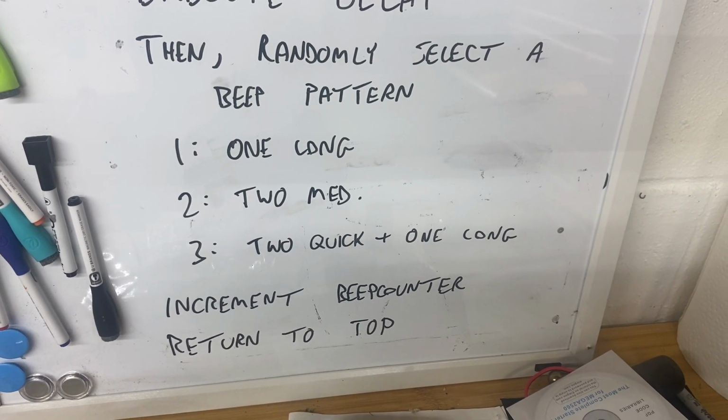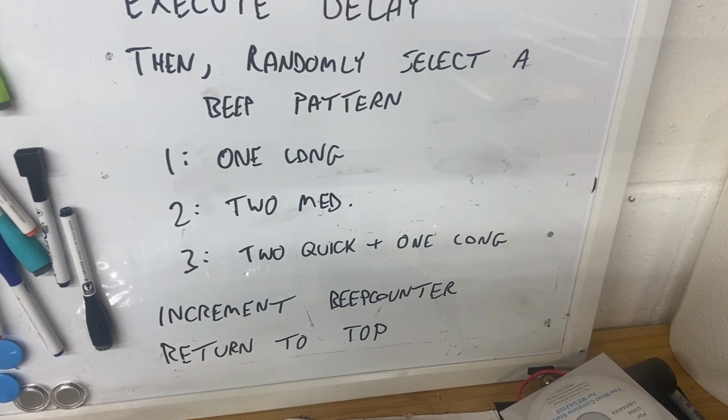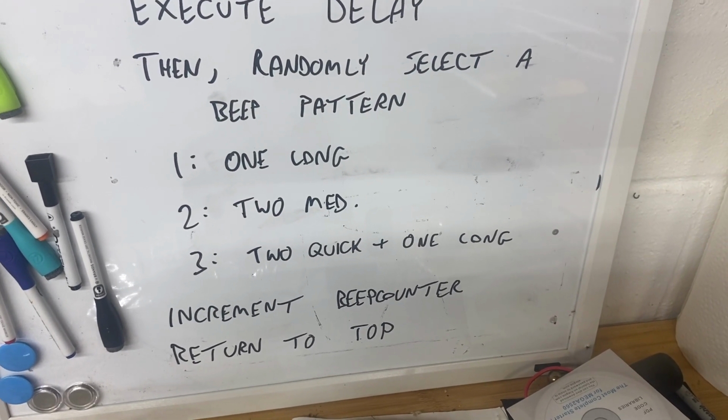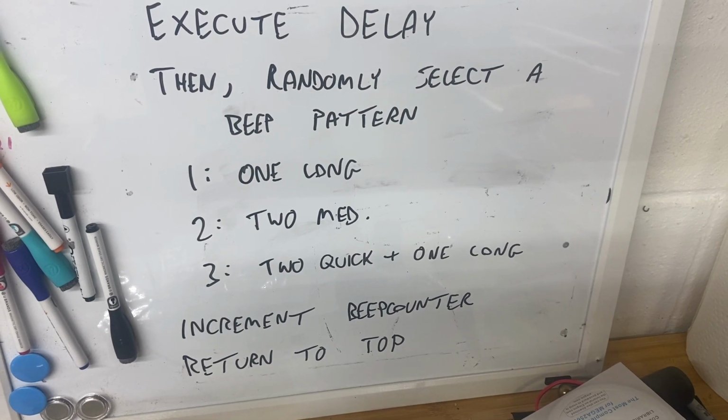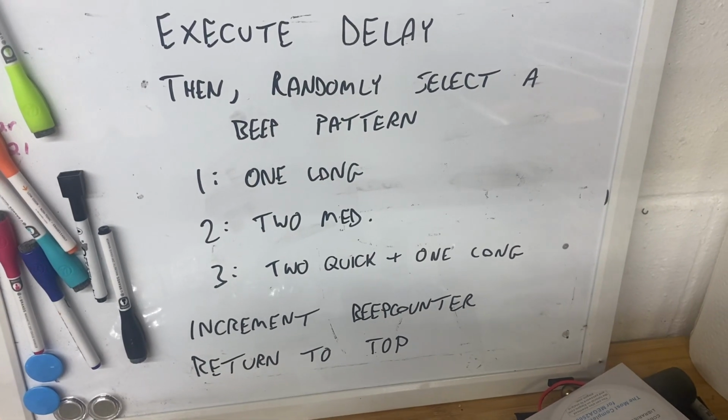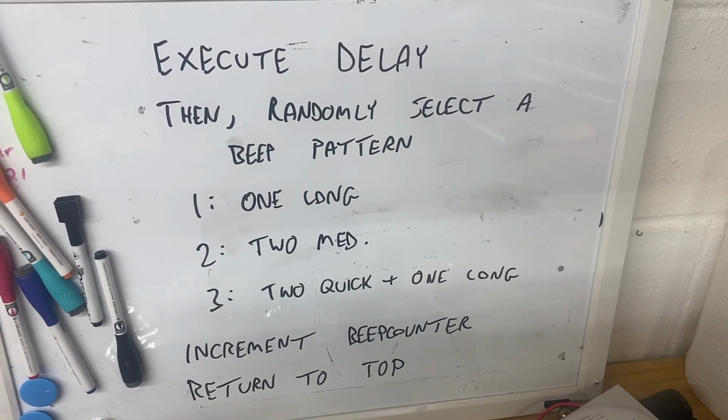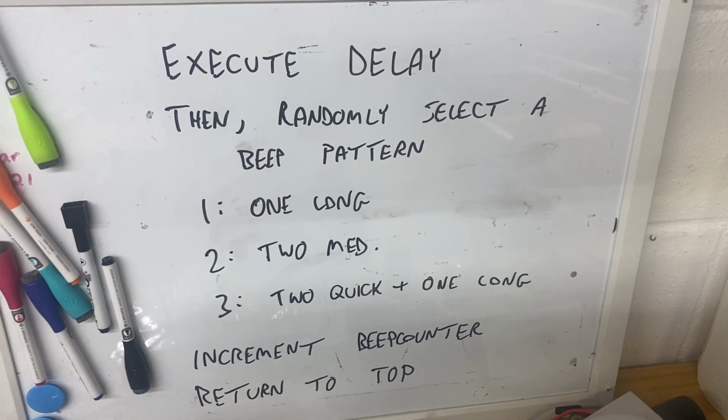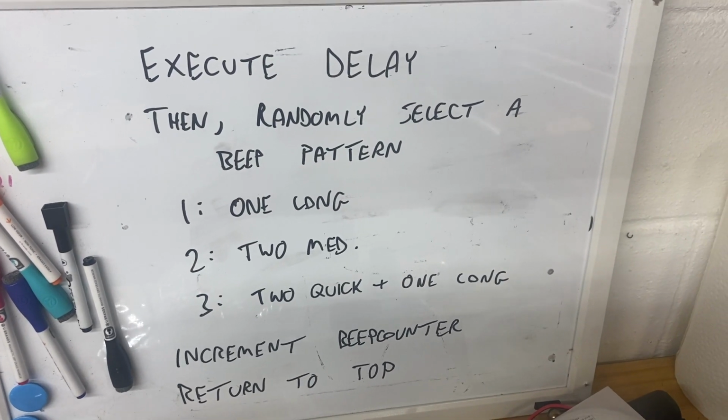If that part of the program executes and we actually beep, then we increment the beep counter and return to the top of the program. It's unlikely it's going to execute twice through, but it could if the very first delay was short and he's at a long traffic light, for example.